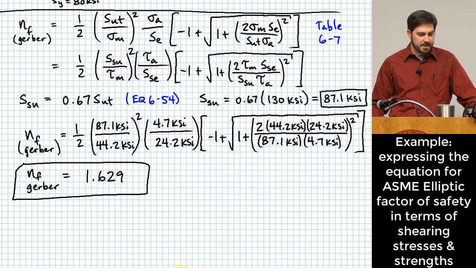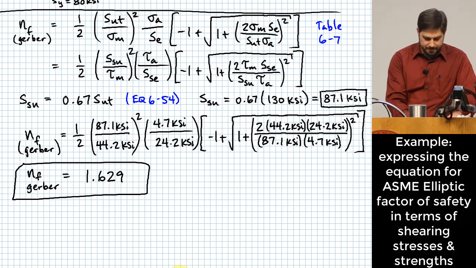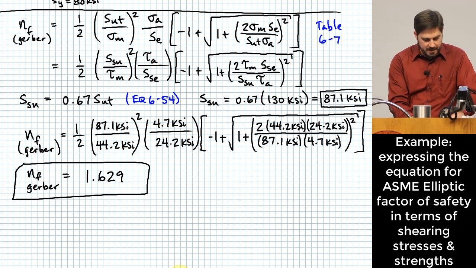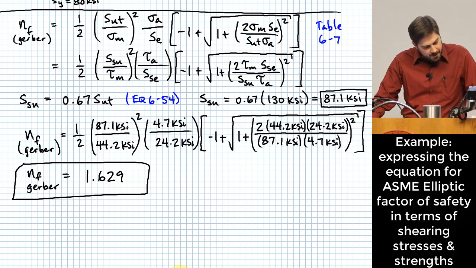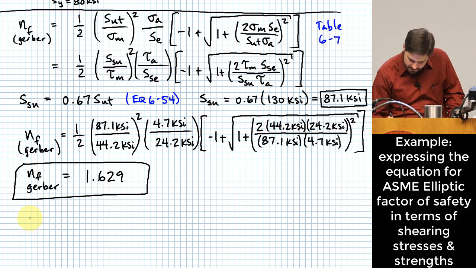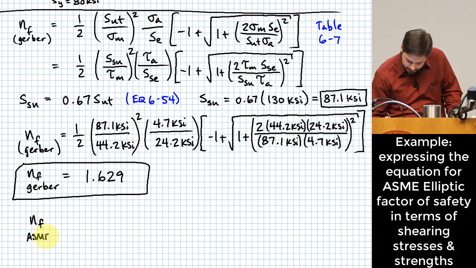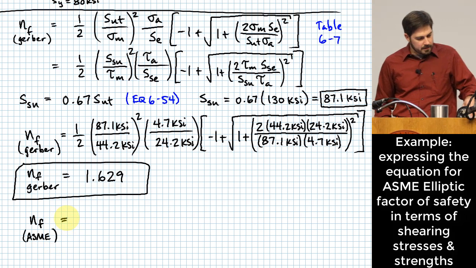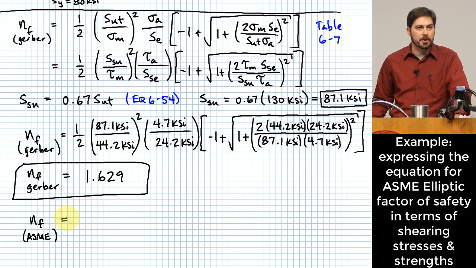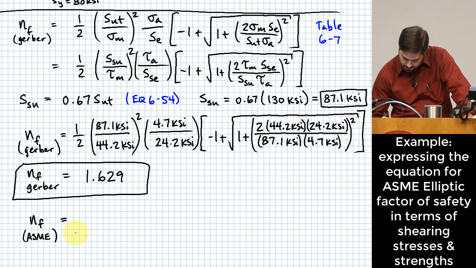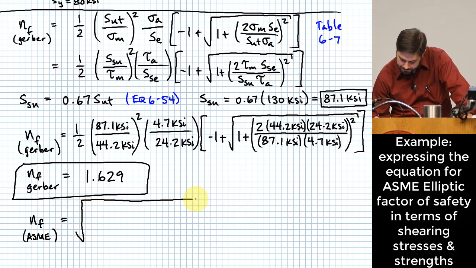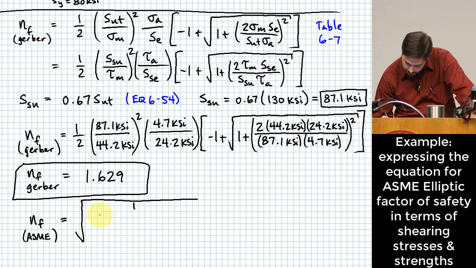Okay, we want to do ASME elliptic. We can actually go back to a table that's right near table 6.7, table 6.8. And we're given a fatigue factor of safety for ASME elliptic. It's actually a pretty good bit more simple. I'm just going to convert it on the fly over to being for shear, right? It says we have the square root of 1 over.